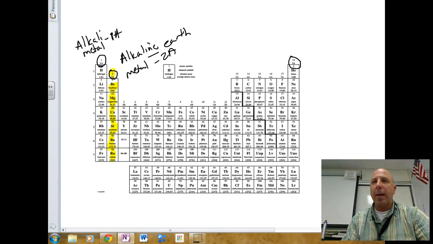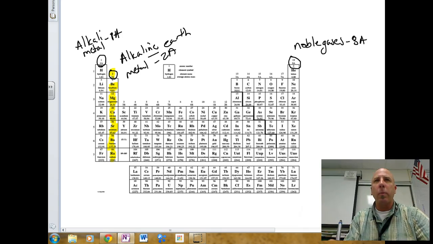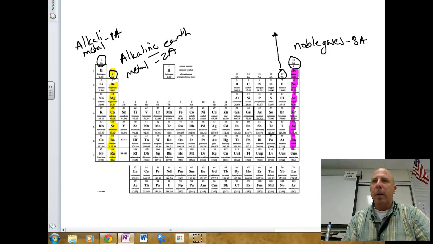We have group 8A, and I think we talked about these guys a little bit before. Noble gases, those are group 8A. So everybody in group 8A, noble gas, characterized by not necessarily reacting readily with other elements. If you're in group 7A, you're termed a halogen.